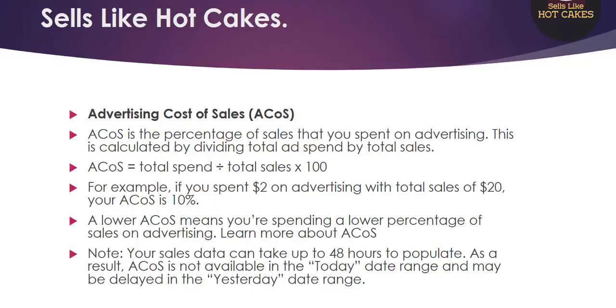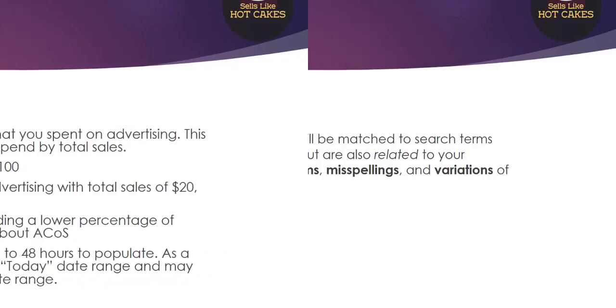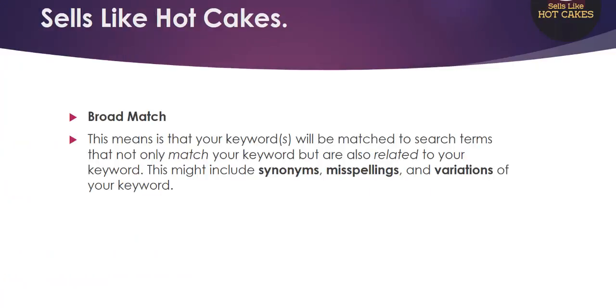There are 3 types of manual campaign targeting. The first one is called broad match, which is when your keywords will be matched to the search terms that not only match your keywords, but are also words related to your keywords. This means it includes synonyms, misspellings, and variations of your keywords, and this is what you're going to start with.